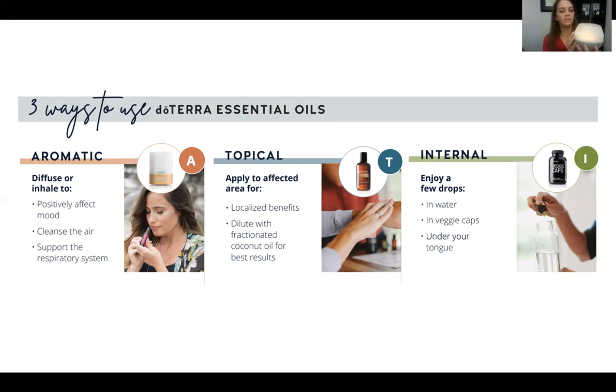So you have a water-based diffuser, you just fill it with water, and I just put 3 drops of lavender in here.